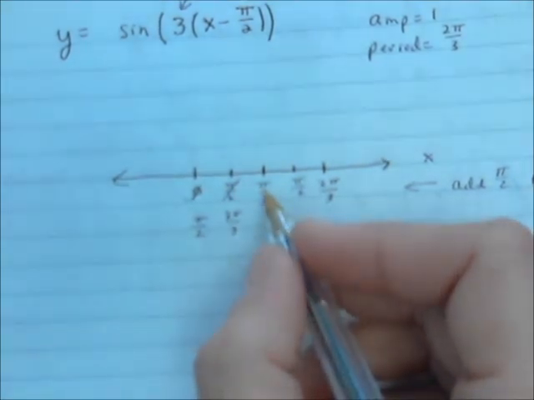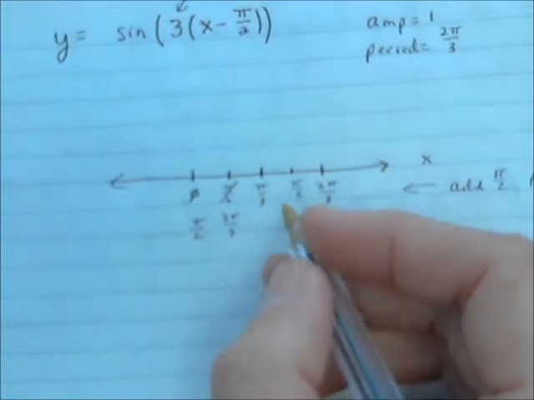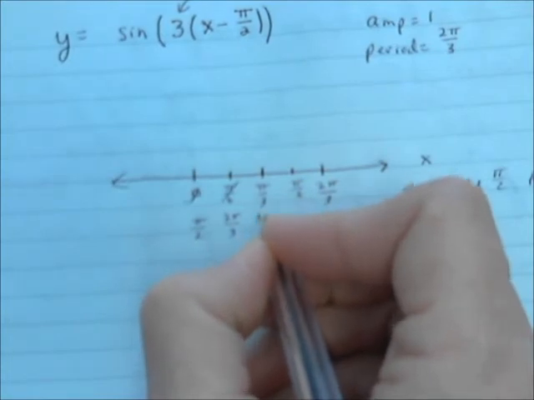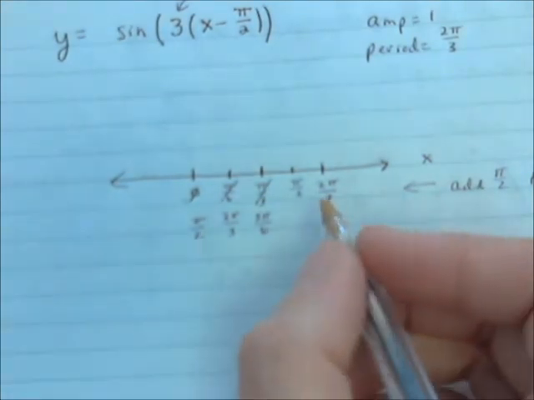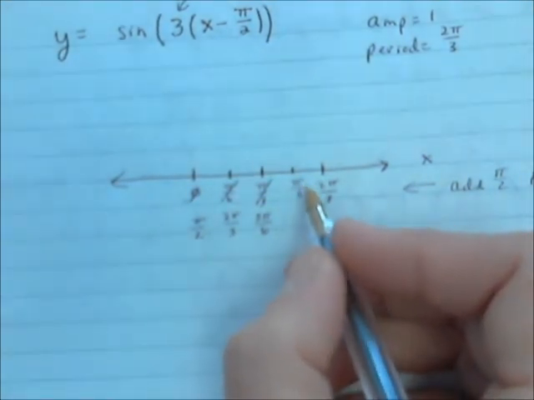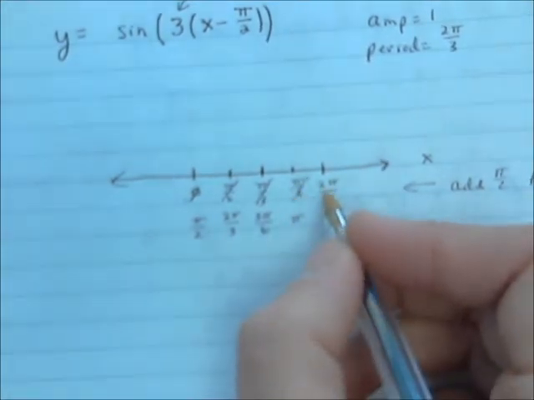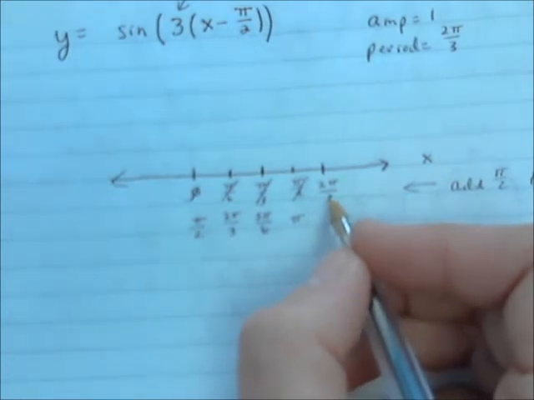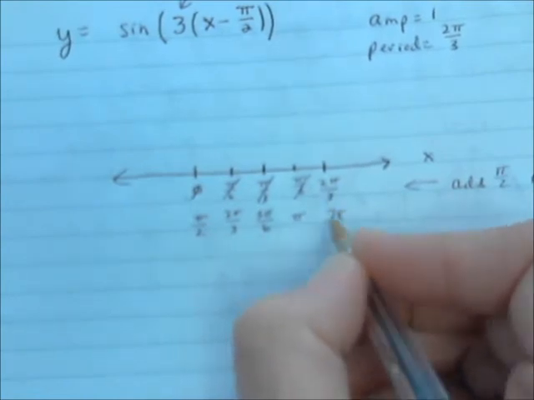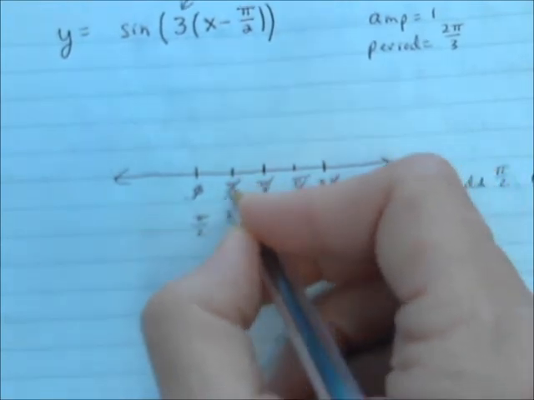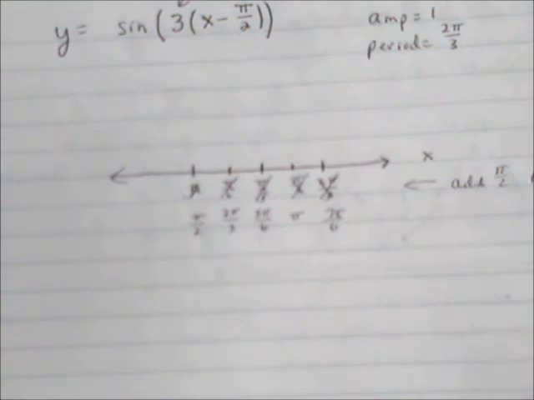If you add pi over 3 plus pi over 2, it's like adding 1/3 plus 1/2. 1/3 plus 1/2 is 5/6, so this would turn into 5 pi over 6. The next one is pi over 2. Well, pi over 2 plus pi over 2 is just 1 pi. And 2/3 plus 1/2 is 7/6, so this becomes 7 pi over 6. So these are the true x values of our shifted and compressed sine curve.